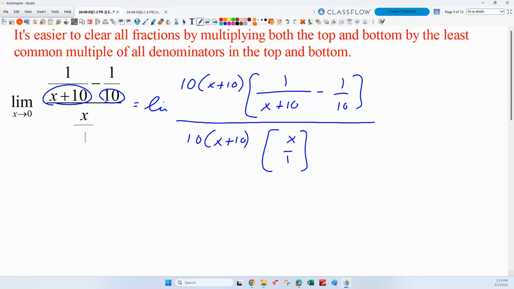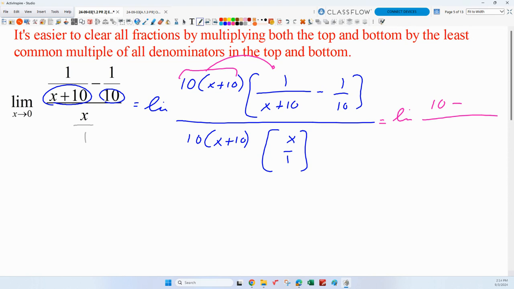So what happens on the top when I distribute this whole thing to the first term? Anything cancel? The x plus 10s. What do you know? Okay, so that gives me the limit of 10, right? Everybody agree the x plus 10s cancel? Okay.